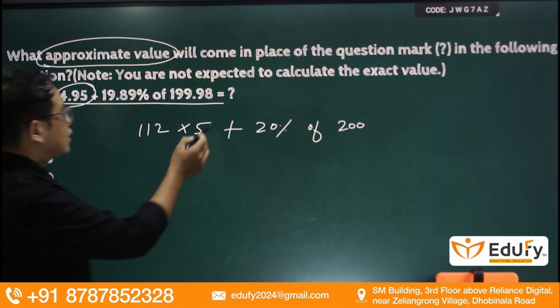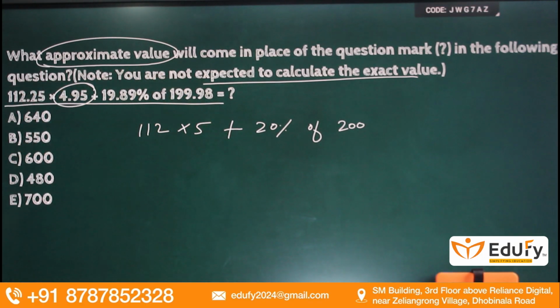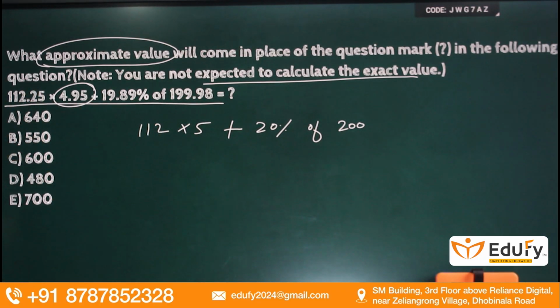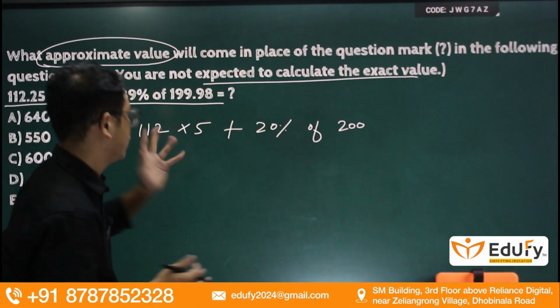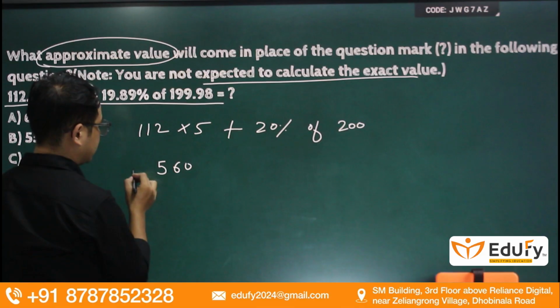The question also clearly said that you don't have to calculate the exact value and should use approximate values. So from here we can use approximations. I can still get the answer if I use the exact numbers, but it will take a bit more time. So it's easier to first convert it all and then start. So I multiply this. I get here 560.